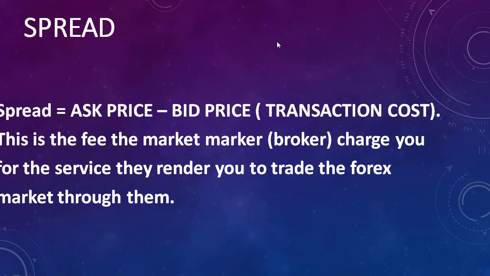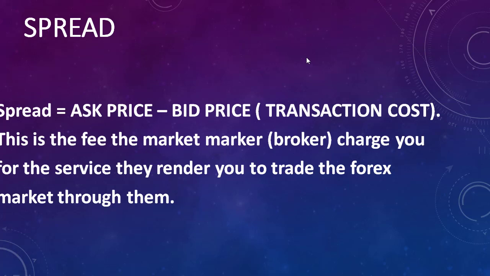We all know that the forex market has different types of brokers. We have ECN brokers, STP brokers, and some other types of brokers. It depends on the kind of broker that you are using. Some brokers don't charge spread, instead they charge commission. It's still the same thing, because the spread here is the transaction cost, which we call the fee that the market maker charges you for participating in the forex market through them. It is very simple. So that is how you calculate profit and loss. You know your spread, your bid price, and your ask price.